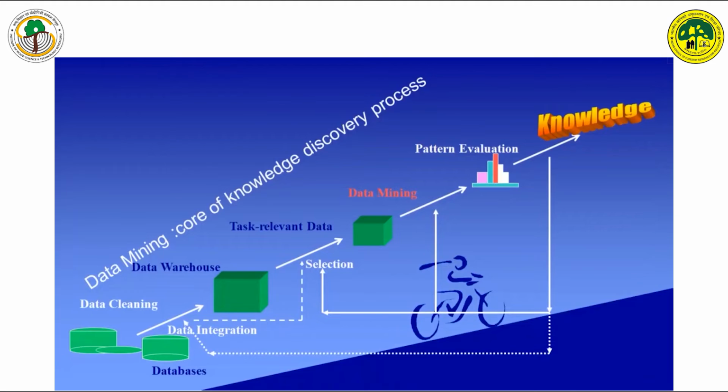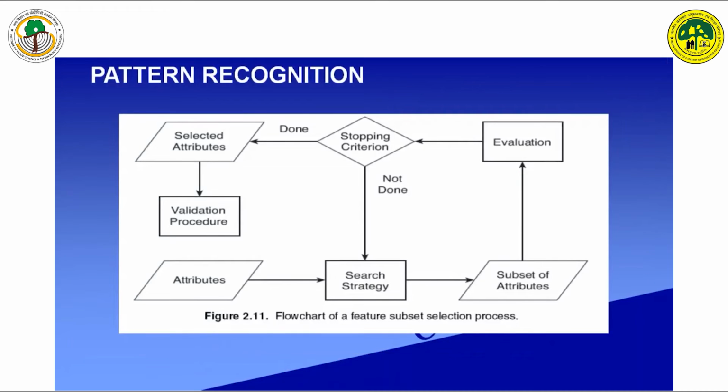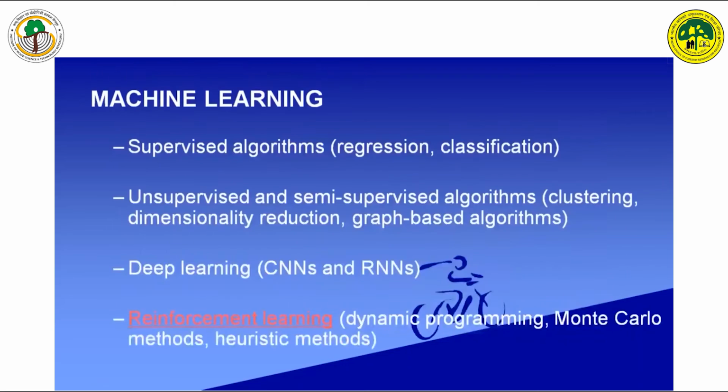For that, we have to collect the data. Data is cleaned, and data warehouses are there. Task data mining is there. Then you have pattern evaluation, and then you obtain the knowledge. For that, you have to select some features. Feature selection: what attributes are required to be selected, and search for these attributes and subsets of attributes, and evaluate. If it is not essential, you can run back. Otherwise, you go through the top criteria, select the attributes and validate this process. So these are the feature subset selections associated.